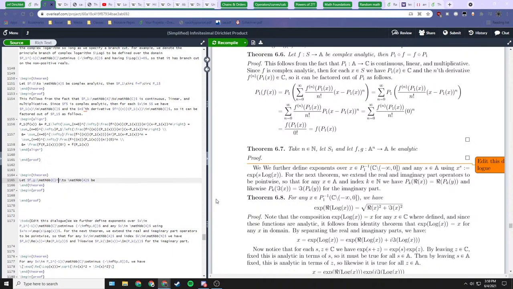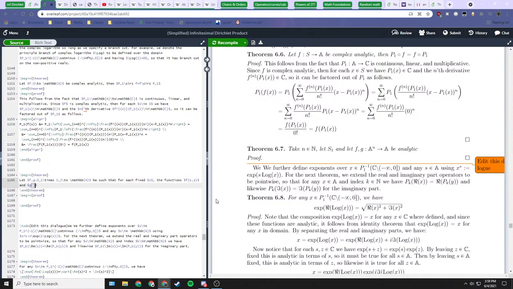Okay, actually not C2. S1 times S2, S1 and S2 subsets of C, and let f and g be such that for each fixed s, the functions f of sz, f of zs, g of sz, and g of zs are complex analytic.